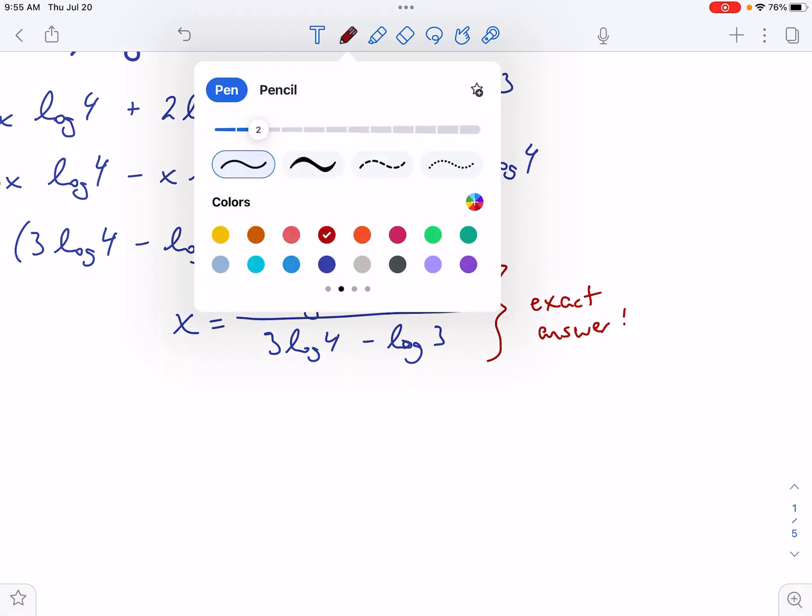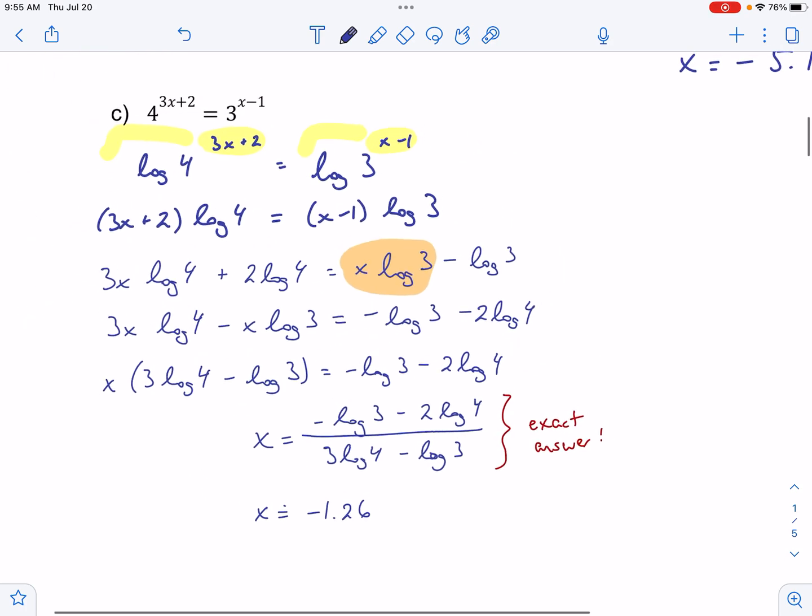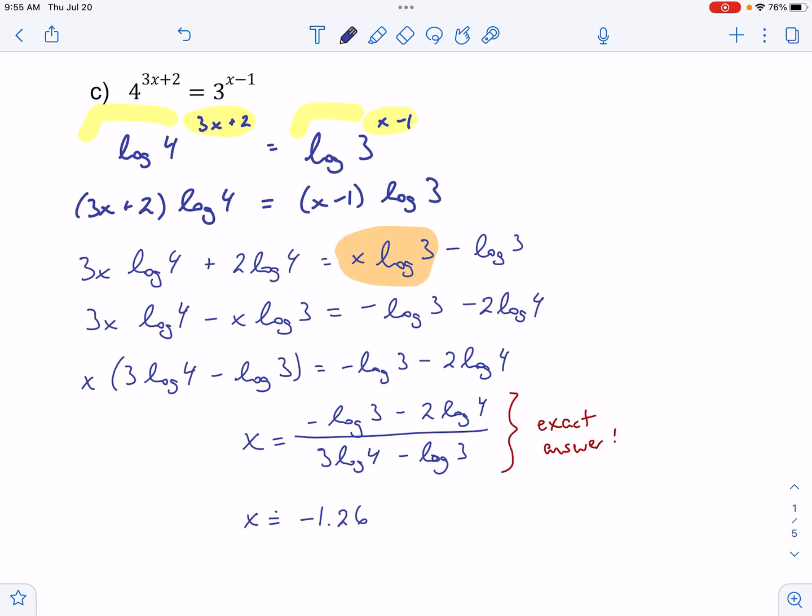Okay, but here we're being asked to type it into our calculator. And this is going to equal approximately negative 1.26. Okay, lots of different work is happening here, but we're being true to our log laws. And at the end of the day, it's a little bit mindless work. You just sort of have to respect the rules.